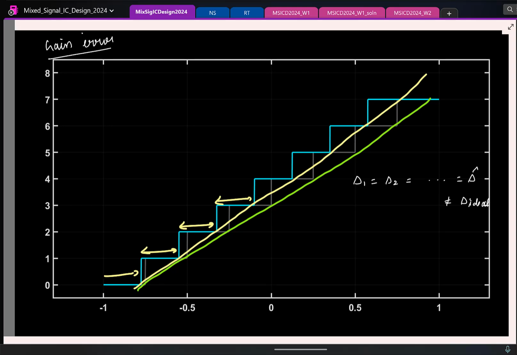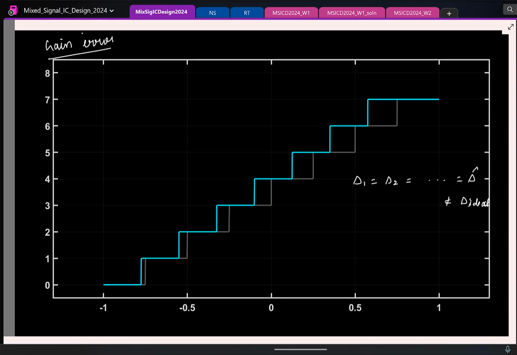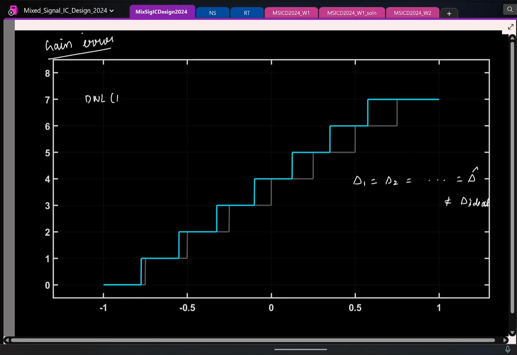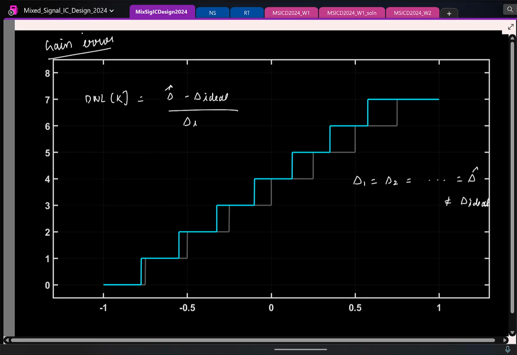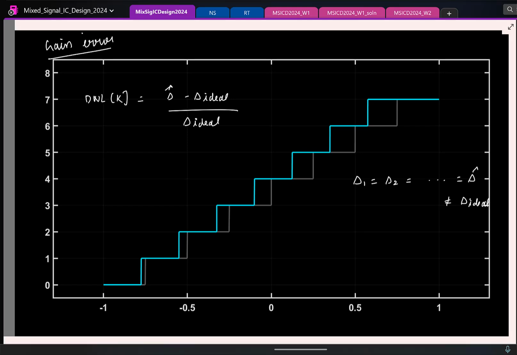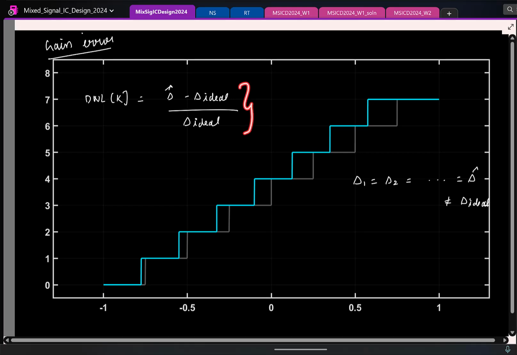But if you stick to our definition of DNL, and try to find the DNL for any code, it will be delta hat minus delta ideal by delta ideal, and we'll wrongly say that, well, I have some DNL, but we saw that this is not actually non-linear. This is a nicely linear characteristic, just that the gain is different. So we have to change this definition slightly. How do you think we should change?